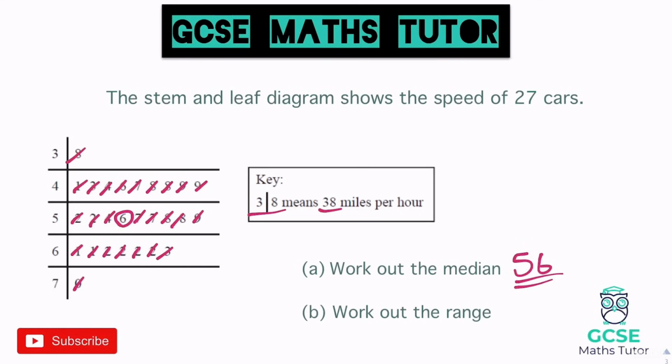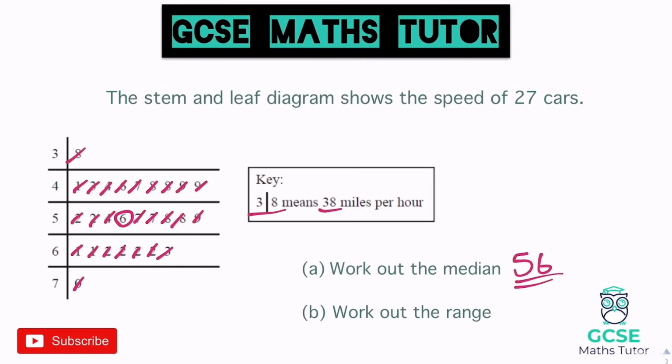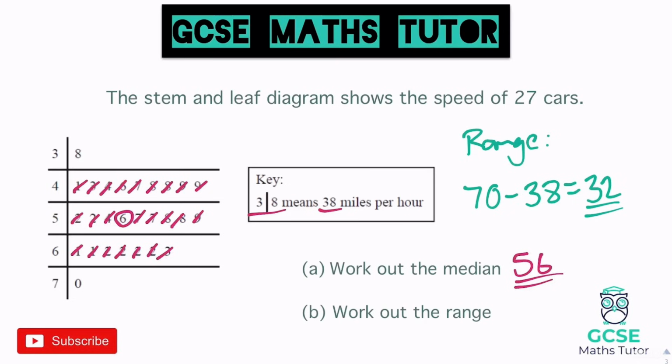Working out the range, we want to look at which one's the smallest and which one's the biggest. Let's have a look. If I get rid of some of my lines here, the smallest number there is 38, the biggest is 70. So to work out the range, which I'll do up here, so the range will just be 70 the biggest, take away 38 the smallest, which is 32 as my range there. Again, there's median and range from a stem and leaf.